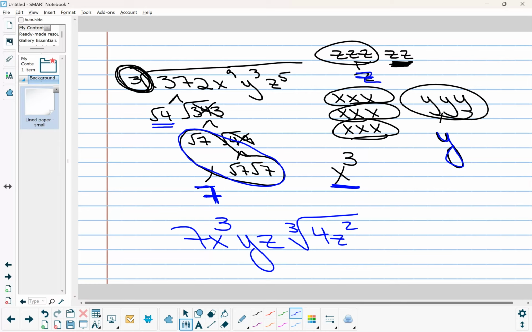All right, hopefully that's enough to get you to do your varsity homework on this. This is just simplifying radicals with higher indices and variables.